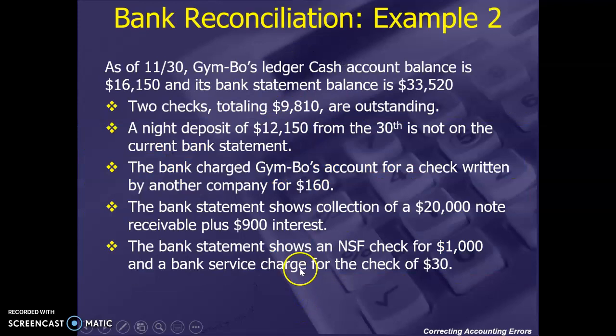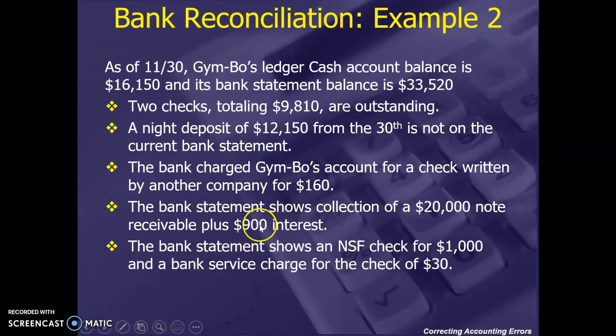So let's look at an example here. At the beginning, they give us a cash balance and a bank balance. These are going to be the numbers that go at the top of our bank statement. And then they give us a list of transactions. The first one here is some checks outstanding. The next one is a night deposit. Then we have an error here. The bank charged for a check written by another company. Here we have a note that we collected, and here we have an NSF check.